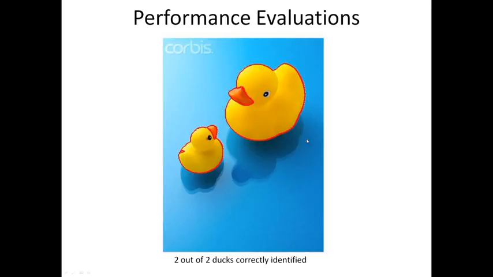So we outline the body and we outline the beak. In this example, we have two rubber ducks, a big one and a little one, and both of them are correctly identified. This is kind of a top view, and even though we have a very small back curve because of our top view, we're still able to correctly identify both these ducks.